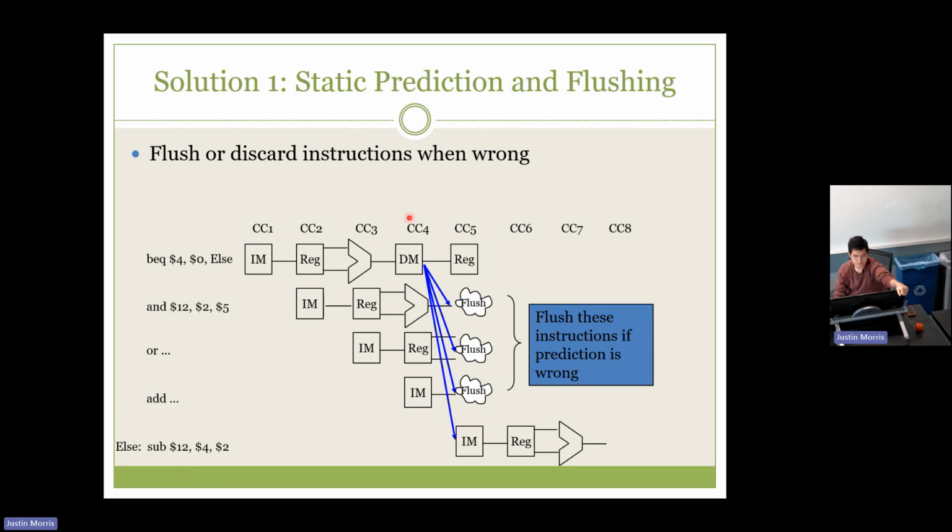But if we are wrong, these 3 instructions are wrong, right? We should not finish executing them. They've done no harm so far, right? This one's in execute. This one's in decode. This one's being fetched.